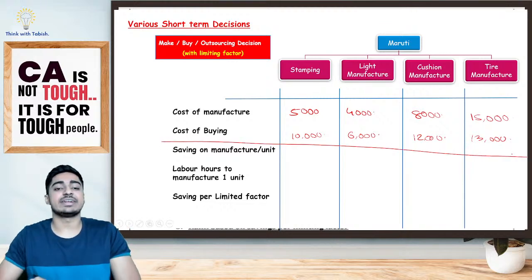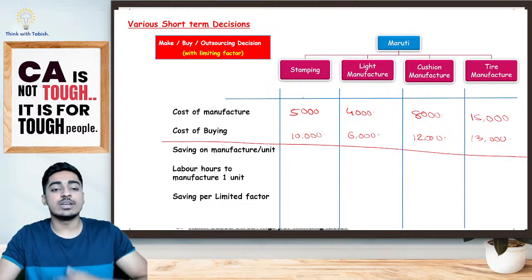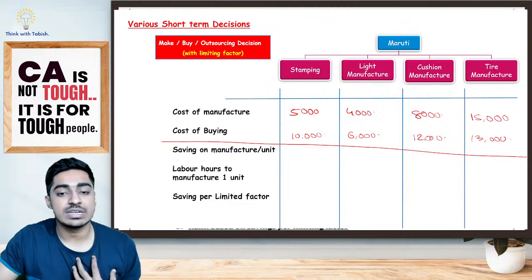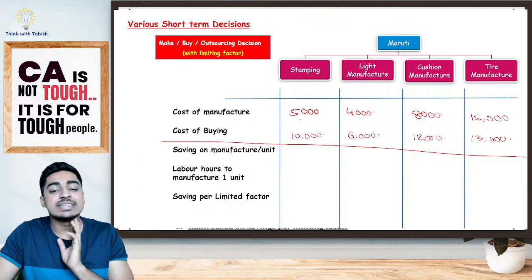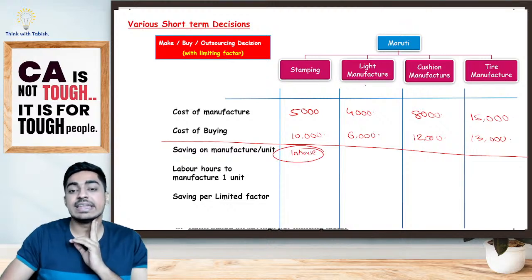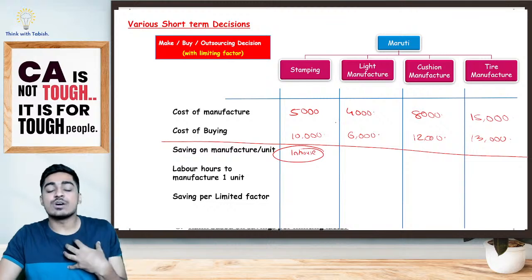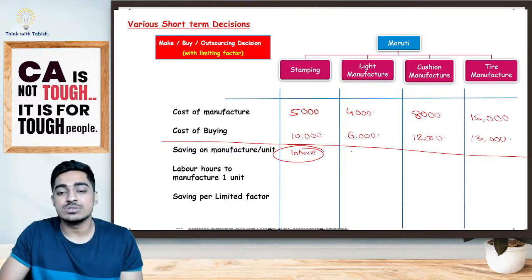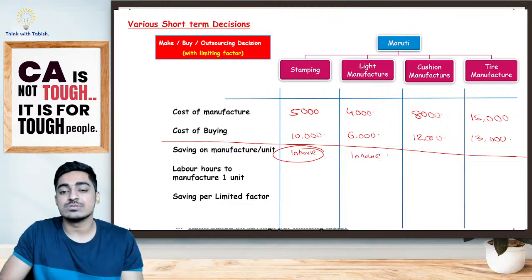Which is better, students? Stamping: if we do it in-house, the cost is 5,000. If we get it from a third party, it is 10,000. What is the decision? The decision is we should be doing it in-house. Again, light manufacture: if we do it in-house, 4,000. From outside, 6,000. The decision is we should be doing it in-house.